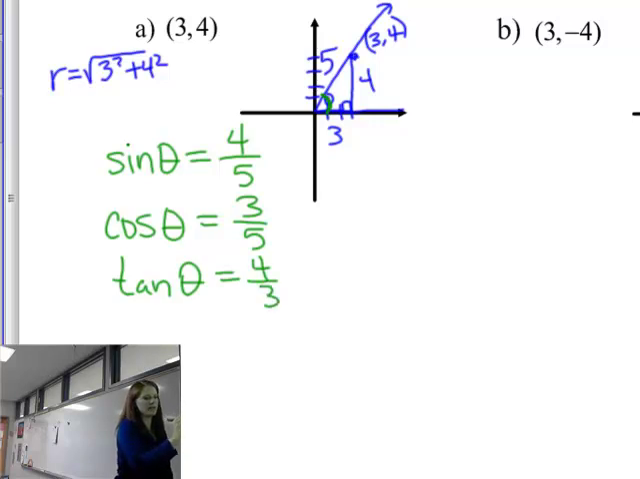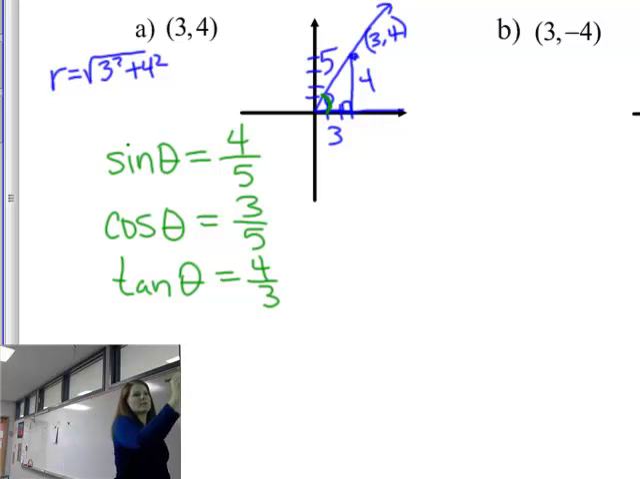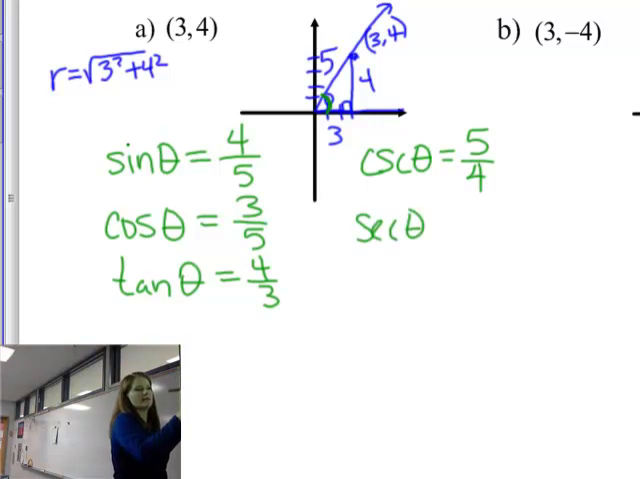Don't forget to write the theta, please. You can't just have a tangent without an angle. No sin, cos, tan without an angle. Okay, let's go ahead and do our reciprocals. The reciprocal of sine is cosecant, so the cosecant of theta is 5/4. Flip it over. The secant of theta is 5/3, and the cotangent is 3/4.